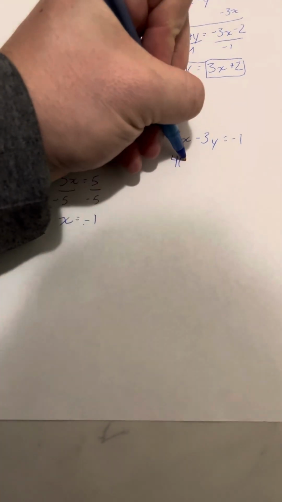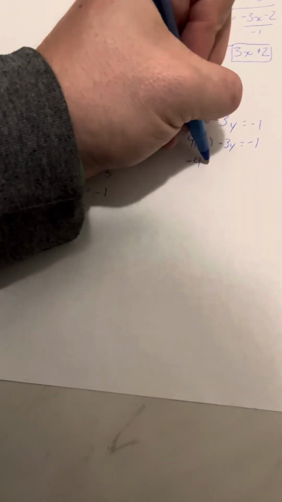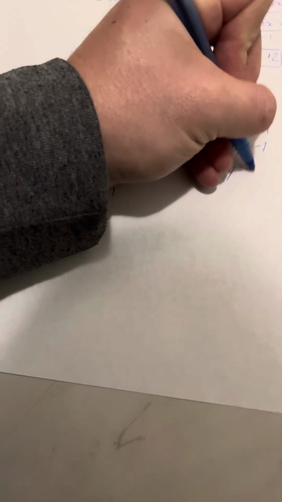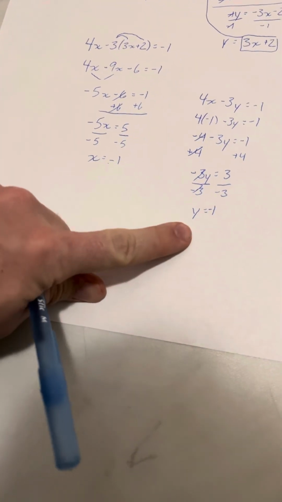So that's going to become 4 times -1, and then minus 3y equals -1. And then we just solve this for y. 4 times -1 is -4. Bring everything down. Now we just isolate y by getting it by itself using opposite operations. So we start by moving the -4, by adding it. We get -3y equals 3. And last step, we divide by -3. y equals -1. So x was -1, y is -1. So our final answer is the ordered pair -1, -1.